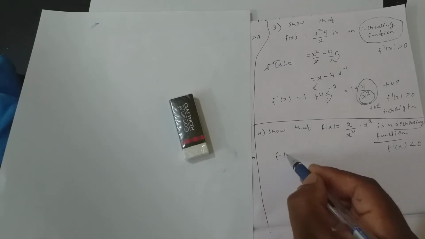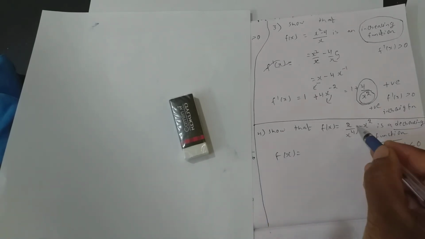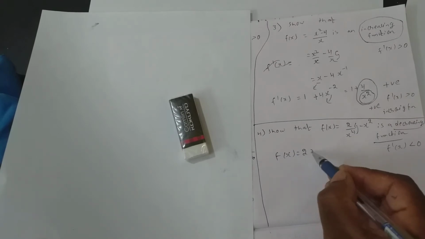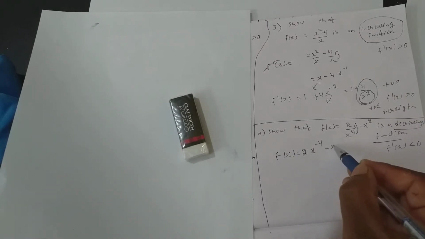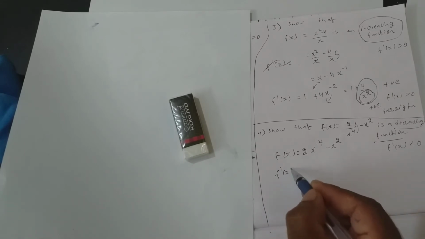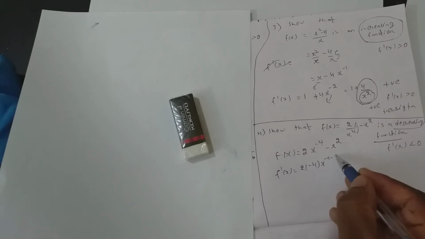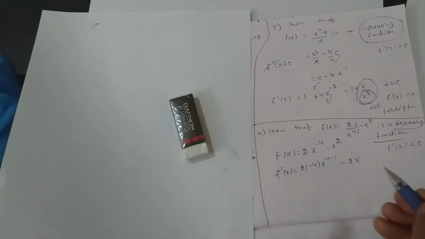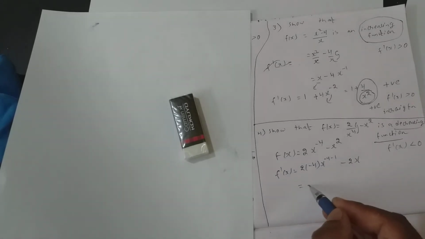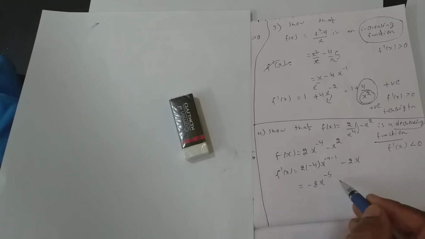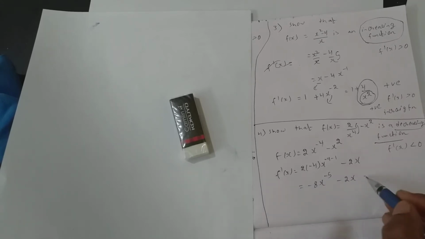To find f dash x, first this will go to the numerator. It becomes 2 into x power minus 4 minus x square. So f dash x becomes 2 into minus 4 into x power minus 4 minus 1, minus, for x square it is 2x. So it becomes minus 8 into x power minus 5 minus 2x. That is minus 8 by x power 5 and minus 2x.